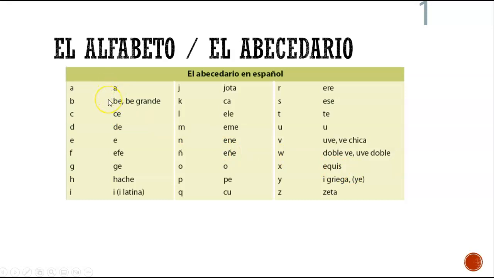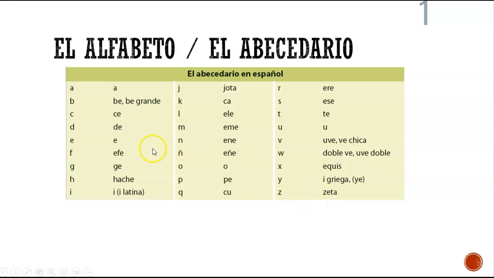A, B, C, D, E, F, G, H, I, J, K, L, M, N, Ñ, O, P, Q, R, S, T, U, V, W, X, Y, Z.